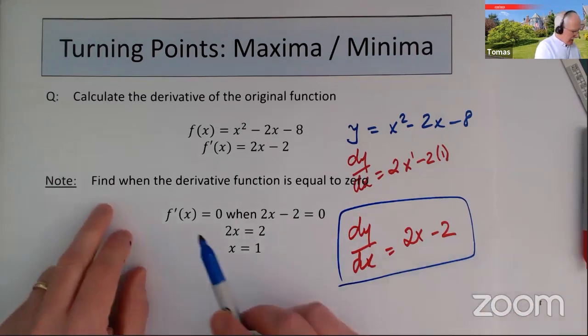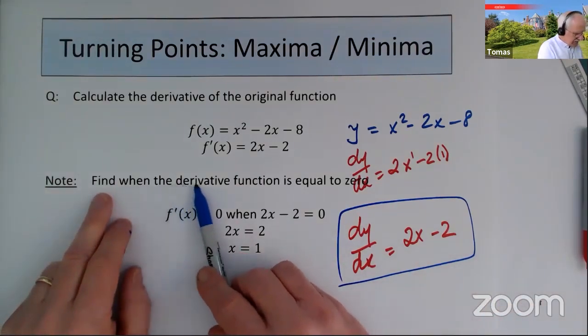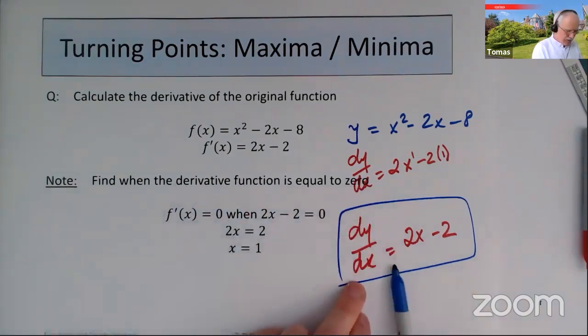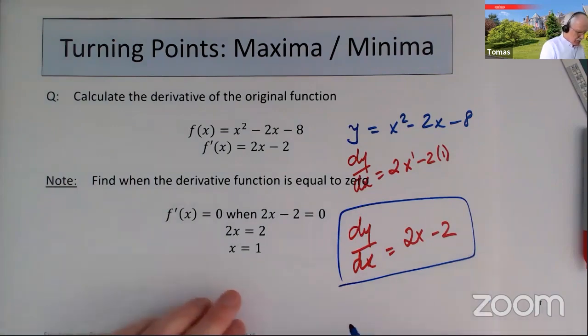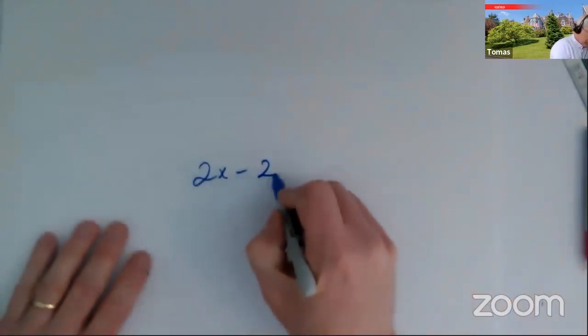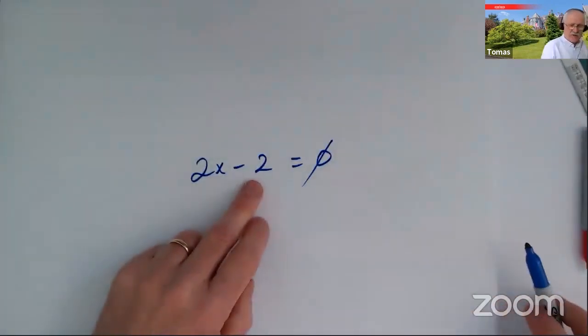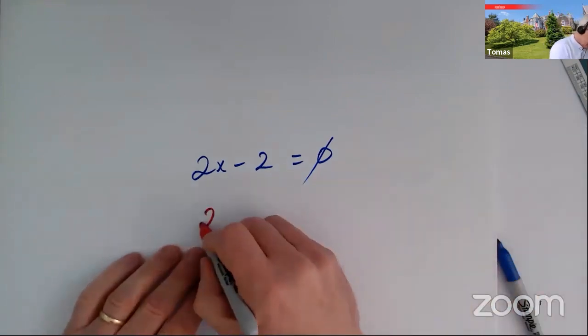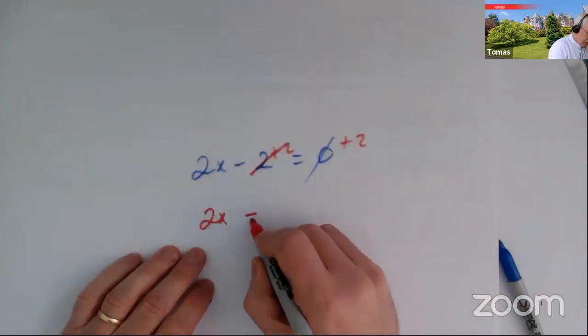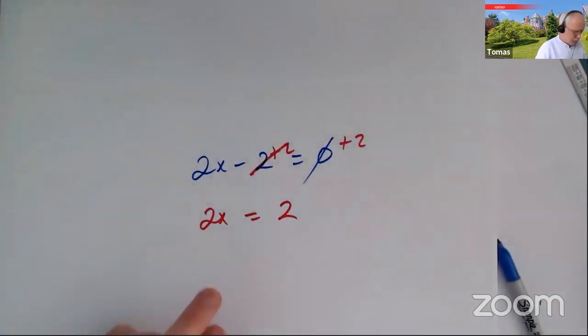Now, we're asked, when is the derivative equal to 0? We're not interested in general, but when is that equal to 0? So when is 2x minus 2 equal to 0? Well, 2x minus 2 is 0. I don't like the 2 on the left-hand side. So 2x, I'll say plus 2, equals 2. I don't like 2, it's a multiplier.